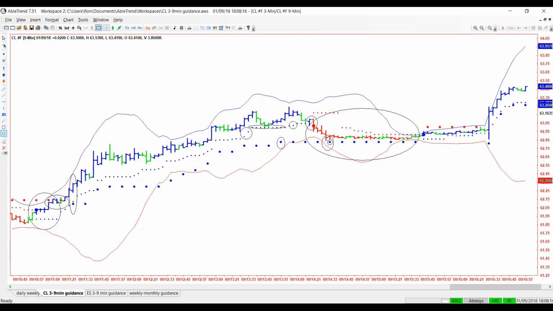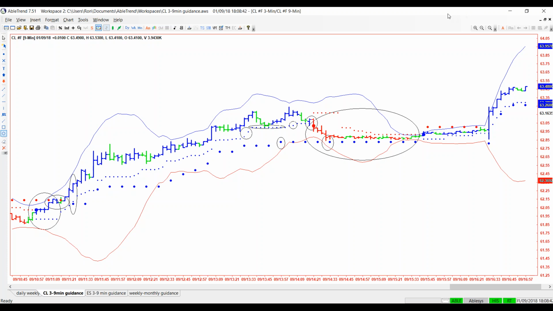It's all about the dots. It's the hidden or invisible support, the blue dots, and the invisible resistance, the red dots. We just don't want to be in the way. We don't want to buy with red dots blocking our path above the price. We don't want to go short with blue dots blocking the price underneath it. And with Able Trend's algorithm, we've got the advantage to know where these hidden support and resistance points are. So that's a really big advantage that Able Trend has, and that's why it works so well.